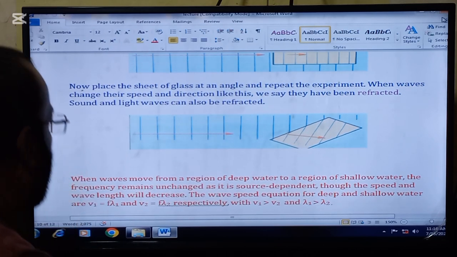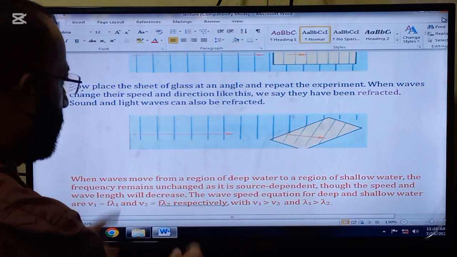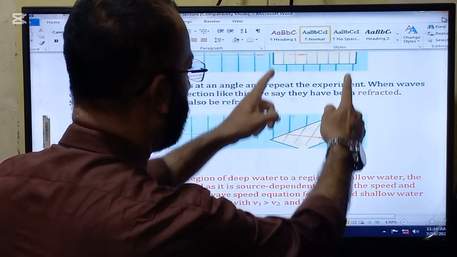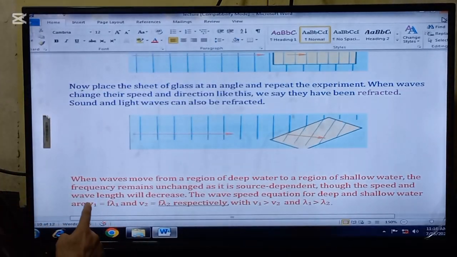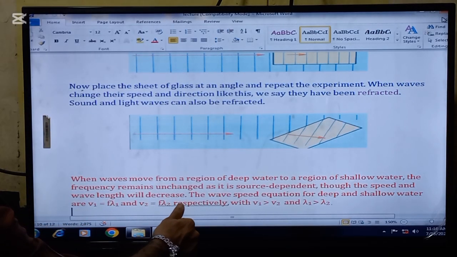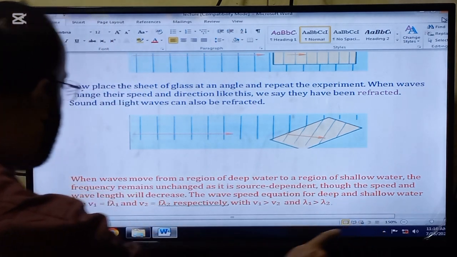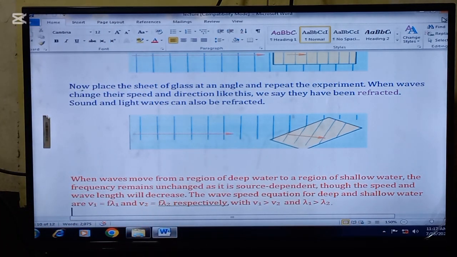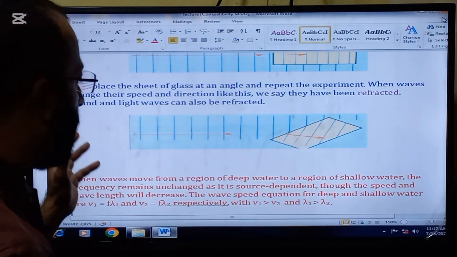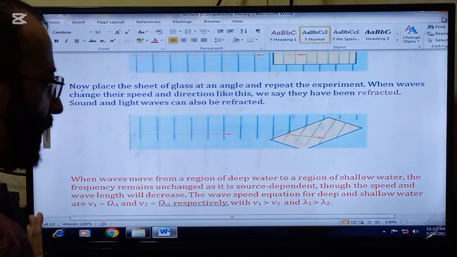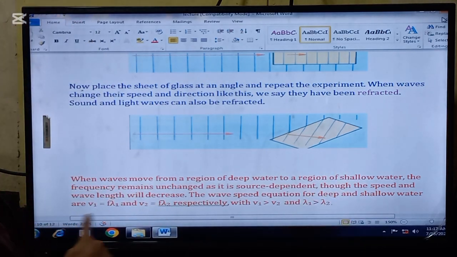When waves move from a region of deep water, here is the deep water, to a region of shallow water, and here is the shallow water, the frequency remains unchanged as it is source dependent, though the speed and the wavelength will decrease. So this is the point to be noted, that when the waves move from deep water to shallow water, frequency will remain the same, but the speed and the wavelength will decrease.